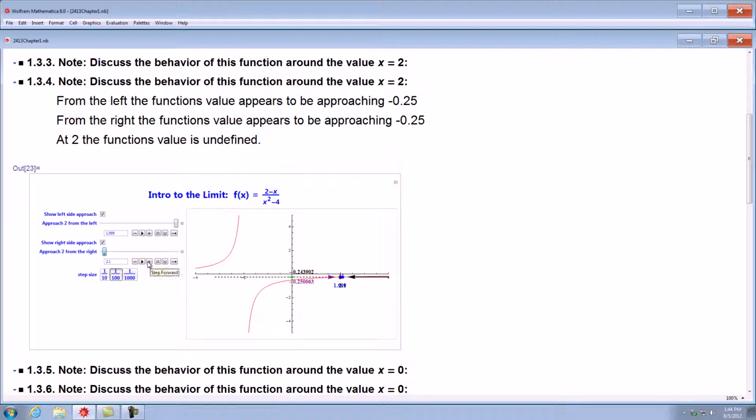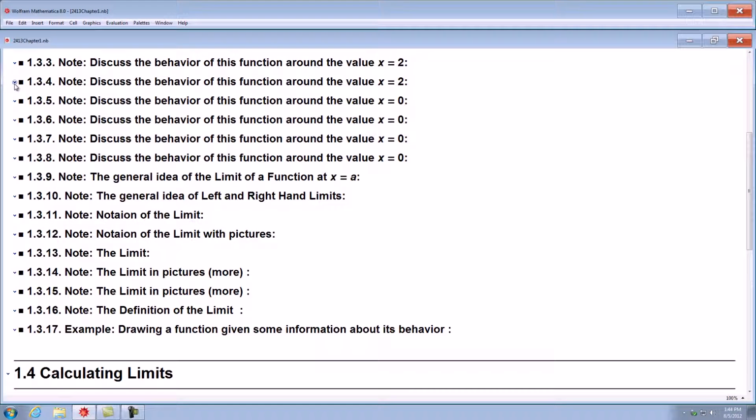I'll go finer here. So I'm at -2.493. So go a little finer. That's as close as I can get without actually being there. -2.49938. So really close to -2.5 when I come in from the right. Really close to -2.5 when I come in from the left. But at 2, the function's undefined. So again, the idea of the limit is not what's happening at 2. It's what's happening as we get close to it. So that's what this is saying up here.